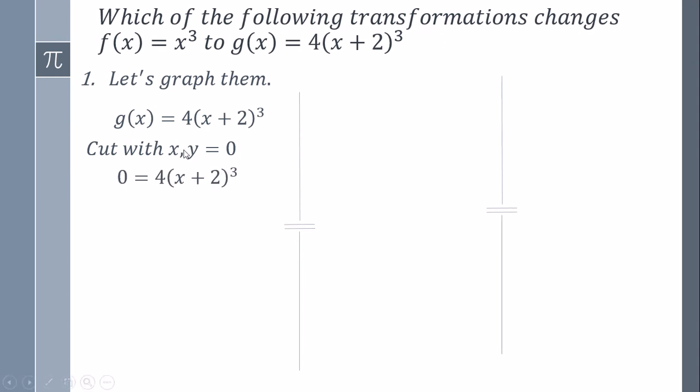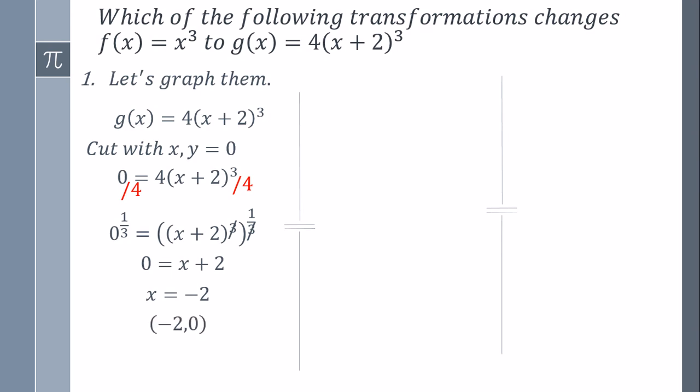So we know the cut with x is when y is equal to 0, so it's going to be 0 equal to this. I can divide both sides by 4, and after I can elevate both sides by 1/3, and in this case I'm going to have x plus 2 equal to 0, which gives x equal to minus 2. So this is the first cut, minus 2.